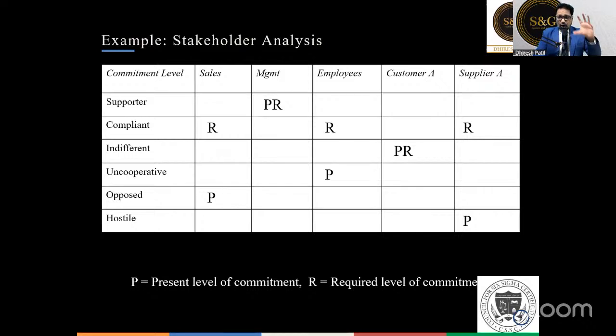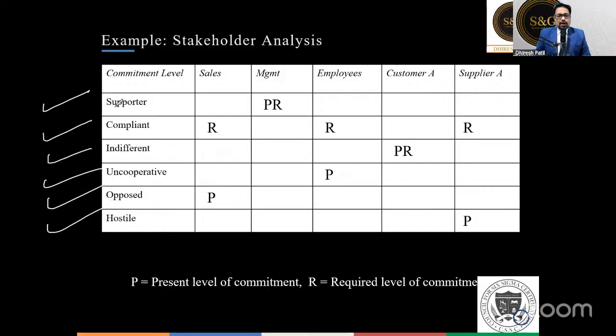The objective of the stakeholder analysis is to find out what is their engagement level or the commitment level towards the project. For example, there are various levels they have defined: supporter, compliant, indifferent, uncooperative, opposing, hostile. For example, supporter is the highest level of commitment. They are fully engaged with the project. They are fully supporting the project. Compliant means whatever you are telling them, they are absolutely following to the T, 100% following. That is compliant. Indifferent, what is indifferent?